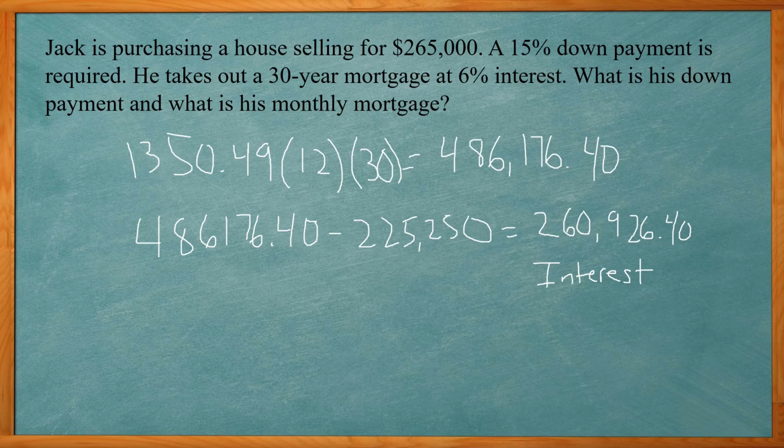Which is almost basically the cost of the house. We almost bought a second house with the interest. So it's more advantageous to put down a bigger down payment, so you don't have to pay all this interest. So I hope this video helped you to figure out the monthly payment for a mortgage, the total cost of the mortgage, and what amount of that is interest.